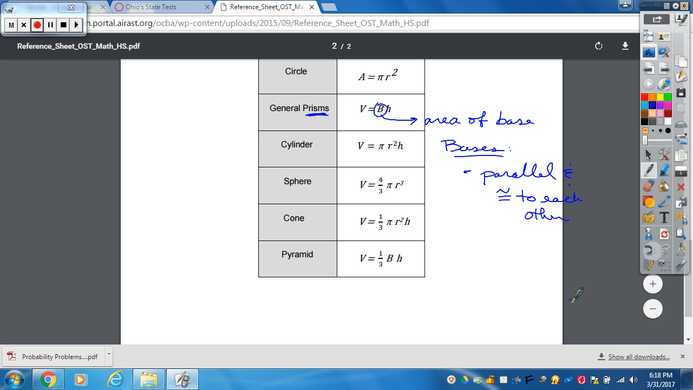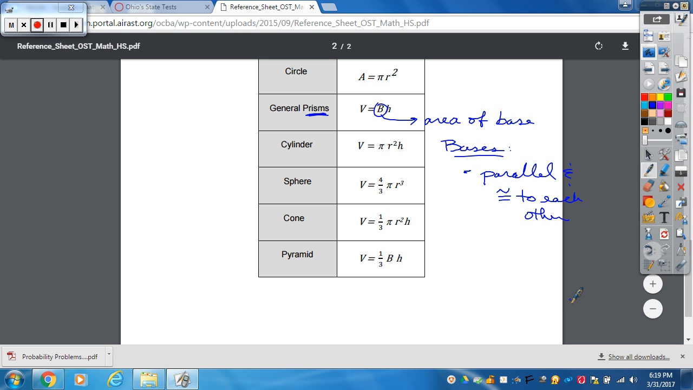Okay, so if you have an octagonal prism, you have two octagons on both sides, and you need to find the area of the base to find the volume. The bases were the octagons, okay? They're both parallel and congruent, hence the name octagonal prisms. They're named after the bases, the octagons.